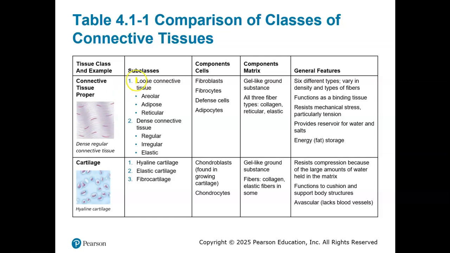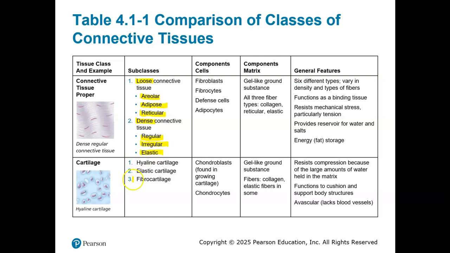Connective tissue proper is divided into loose and dense, which is just like it sounds. Loose connective tissue is looser, dense connective tissue is thicker and stronger. Loose connective tissue has three different types: areolar connective tissue, adipose connective tissue, and reticular connective tissue. And then for your dense, you have regular connective tissue, irregular connective tissue, and elastic.